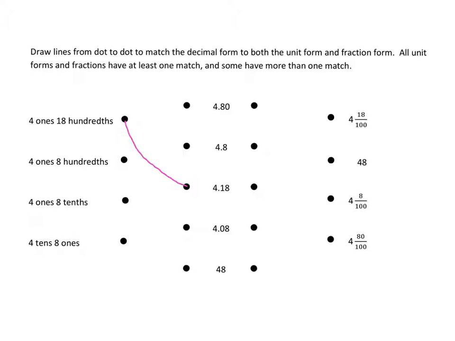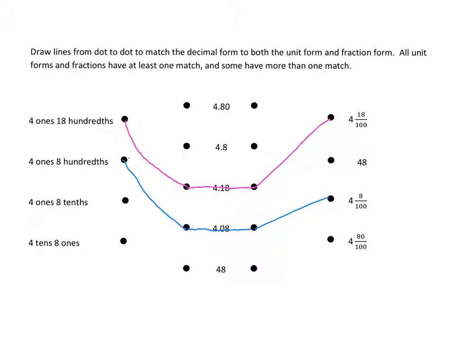And then how does that look as a mixed number? Well, it's equal to 4 and 18 hundredths. Then we have 4 ones and 8 hundredths. Well, there looks like there's no tenths. So here is 4 and 8 hundredths because the 8 is in the hundredths place and we have no tenths. And where does that look like in our mixed number right there, 4 and 8 hundredths.